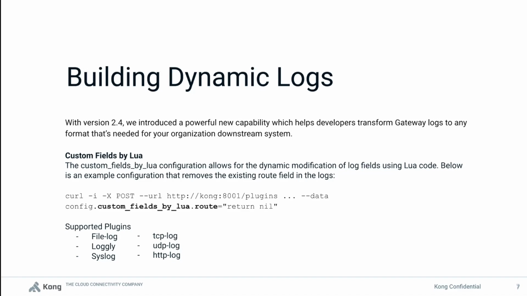In this example I have here, we are using this new configuration called Custom Fields by Lua, and we're targeting the route node, and we're making it return blank. This is just one example, and it's supported by the following plugins that I have listed. So let's pause there and show you a couple more examples and briefly discuss some of the limitations of this new config. With that, I'll change it back over to you, Guillermo, for the demo.